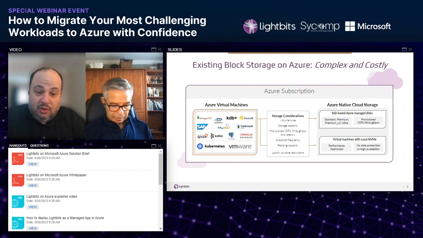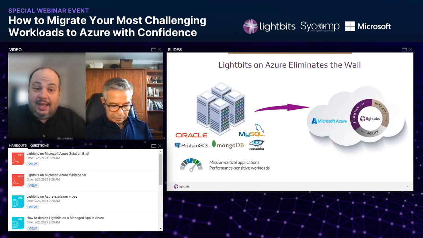So I hope I managed to explain why the transition of these storage-intensive workloads to the public cloud is so complex. And that's exactly what we are solving with Lightbits. With Lightbits, we give a storage solution that removes all these limitations and lets you migrate these storage-intensive applications, SQL, NoSQL databases, to Azure with confidence, in a very easy and flexible way.